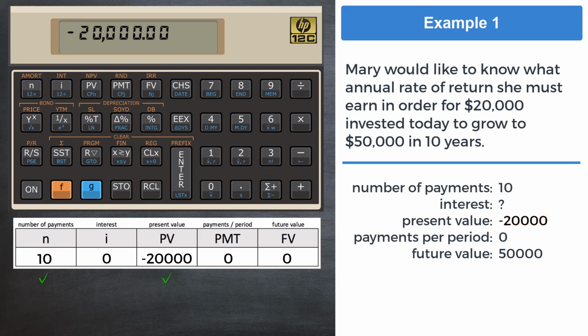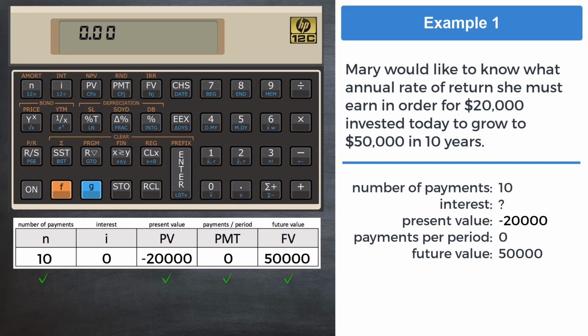Press CHS after you've keyed in 20,000 and then enter it into the present value register using the key marked with PV. Entering the variable 50,000 into the future value register is more straightforward. This is money flowing back to Mary, so it will be entered as is as a positive number. Take note at this point, the payments per period register is set to a 0 value. Since putting in 0 will not change it, some analysts will skip those keystrokes and proceed directly to calculating interest, which is a slight time saver and perfectly valid. For the purposes of this training module, and for the sake of completeness, let's enter 0 into that financial register by keying in a 0 and pressing the PMT key.